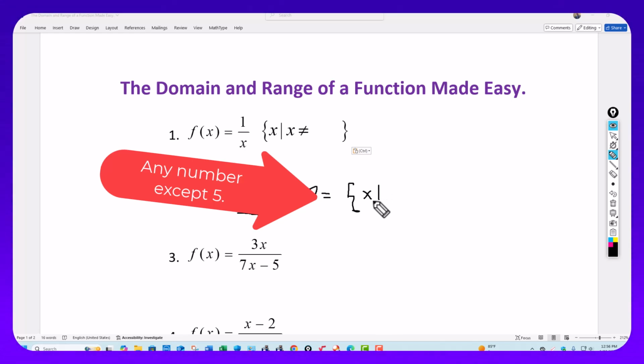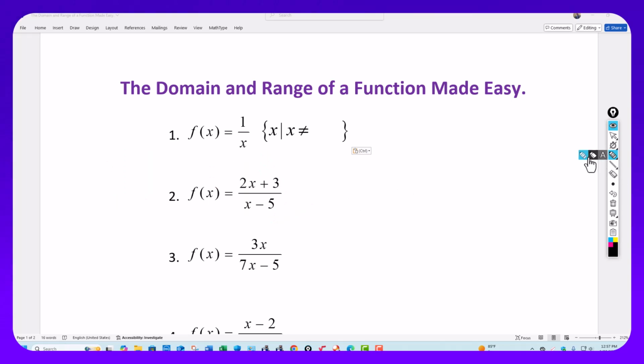We just write it in set notation. So we can just write the set of all x, and that's the way you read this. This is set notation here. Set of all x such that x does not equal 5. So that's the domain. Now, to get the range, you could take this function right here and solve it for x, and then look at the restrictions. But what I want to do is give you a shortcut here.